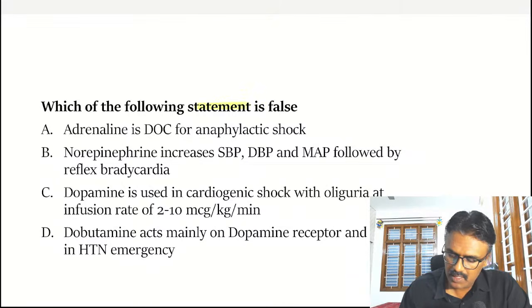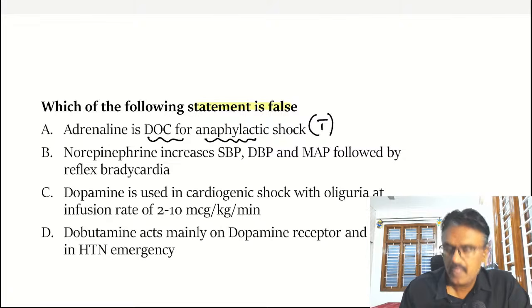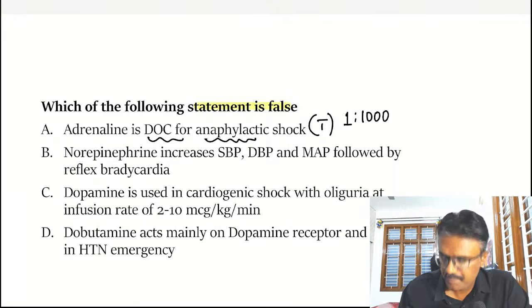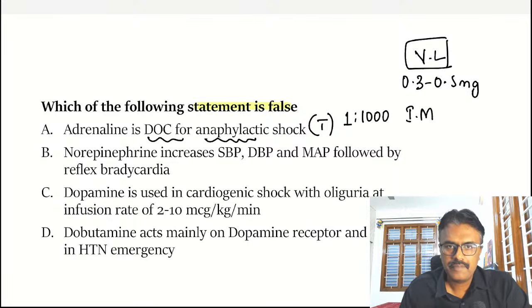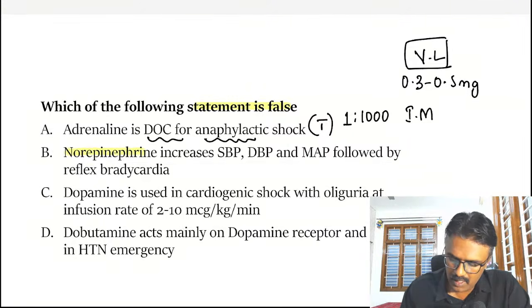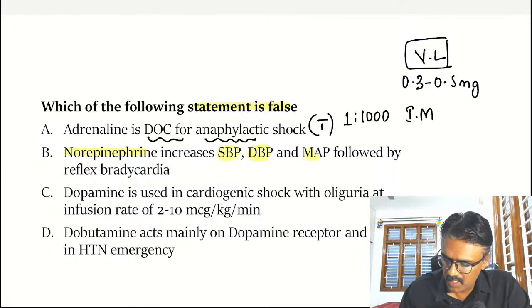Which of the following statements is false? Adrenaline is the drug of choice for anaphylactic shock. True, 100%. Whenever there is anaphylactic shock, we use adrenaline in the dilution of 1 in 1000, given intramuscularly, and the dose is 0.3 to 0.5 milligram. The muscle we prefer is vastus lateralis, VL. So it is a true statement. Norepinephrine increases systolic, diastolic, and mean arterial pressure followed by a reflex bradycardia. That is also true.